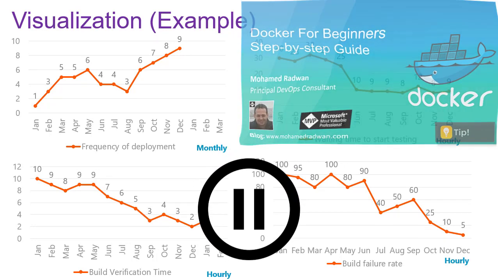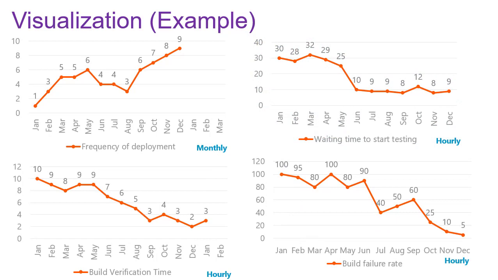So anything that stops me or slows me from the speed of deploying in production will be a bottleneck that I need to measure and change, improving over time, and have a visualization for that.